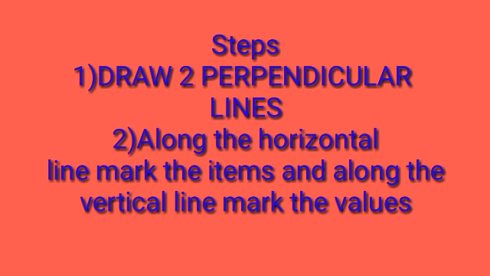To draw a bar graph, we have to keep in mind some points. Here, first step, draw two perpendicular lines. Perpendicular lines means those lines should make a 90 degree angle between them. Along the horizontal line, mark the items, and along the vertical line, mark the values.